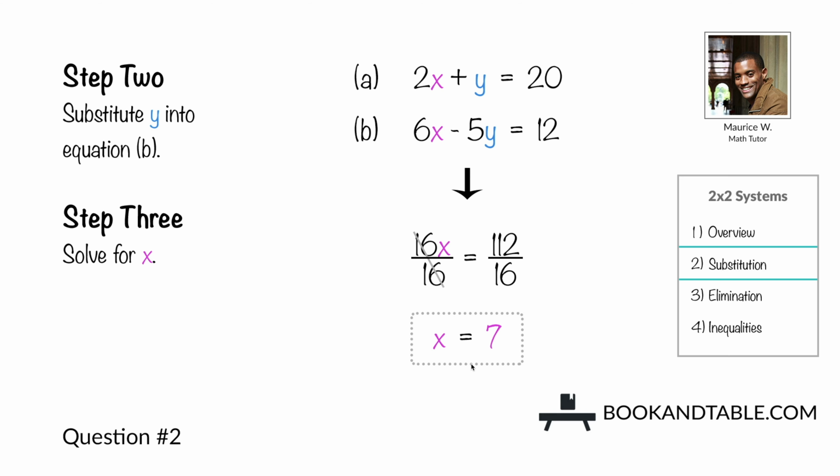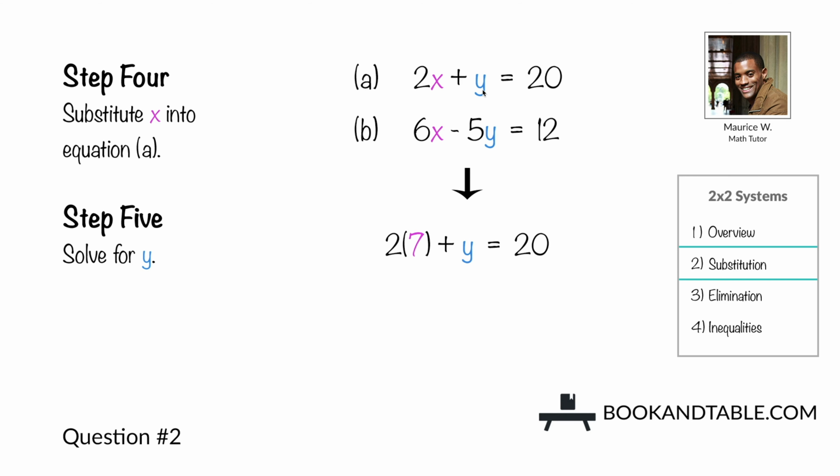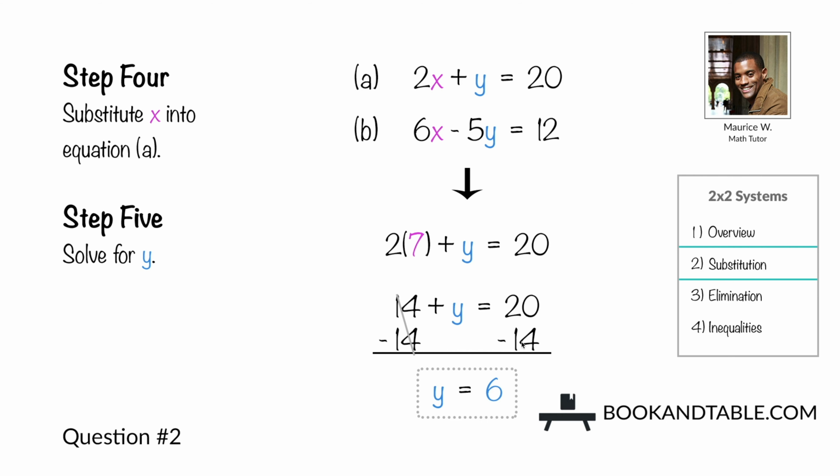And now that we've solved for x, we can now solve for y. So we'll substitute x into equation A here, and then step 5, we'll solve for y. So 2 times 7 is equal to 14, plus y is equal to 20. And to isolate y, we'll subtract 14 from both sides, giving us y is equal to 20 minus 14, which is equal to 6.